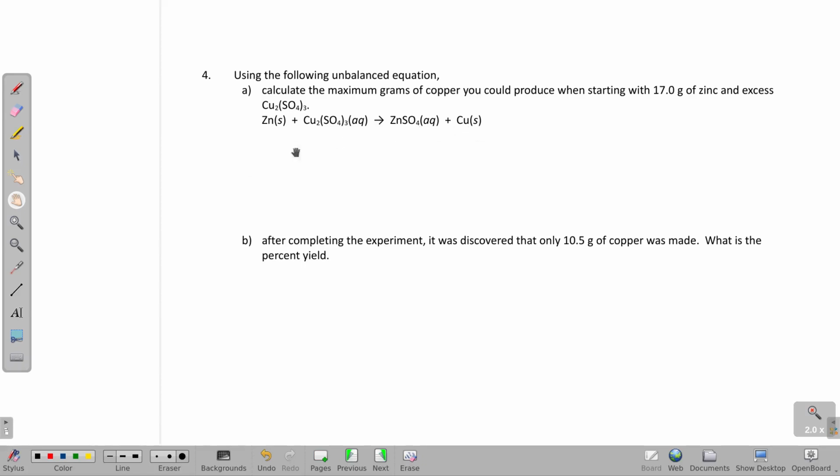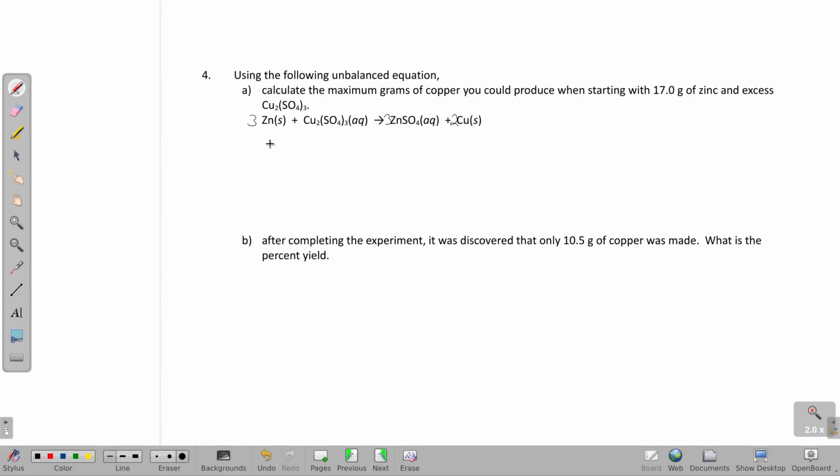Alright, first thing we need to do on this one is balance our equation, because it does say it's unbalanced. And this one, I'm going to start balancing it by using these sulfates. And I have 3 sulfates, so I'm going to come over here and say I need 3 zinc sulfates, which will put a 3 in front of that. And then those 2 coppers gives us these 2 coppers.